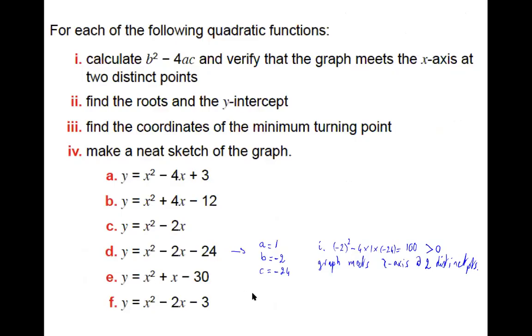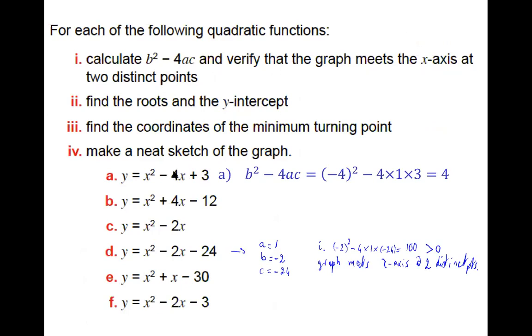So the real homework which was left was here. So you were asked to calculate, first of all, the discriminant, b squared minus 4ac. And based on the value of your discriminant, you would be able to say if it meets the x-axis at 2 distinct points. And that was the case if you calculate b squared minus 4ac. So to calculate b squared minus 4ac, obviously you identify a first, then b, then c.